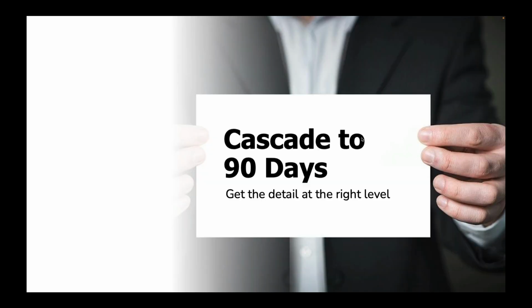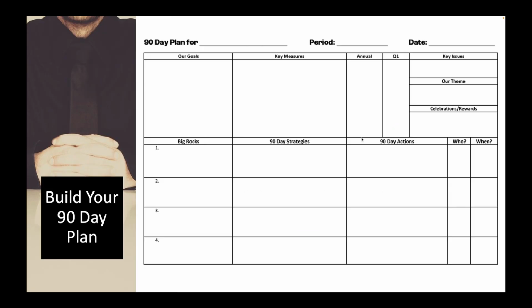All right, so the next step really for me is just to make sure that your plan makes sense. So before we cascade to 90 days, I want you to go back and review your full annual operating plan, make sure you're comfortable with it and that you've got it at a level that you're ready for. Remember I talked at the start of the webinar about the need to cascade your plan to 90 days, so you're getting the detail at the right level. So what we're going to do now is build that plan. Our 90-day plan is a bit similar to the annual operating plan. The thing is, here we're going to get a bit sharper about our goals. We're going to talk about key issues, a theme for the quarter, and any celebrations and rewards.